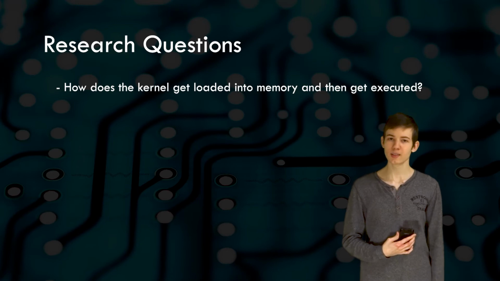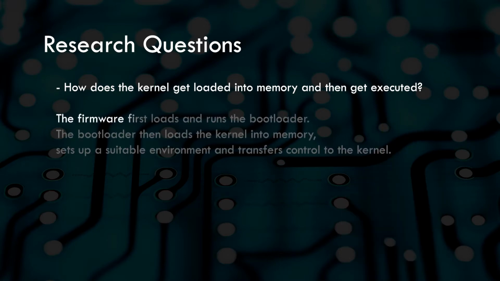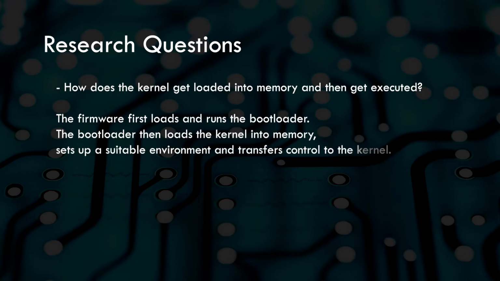All of this answers the previously asked research question. How does the kernel get loaded into memory and then get executed? The firmware first loads and runs the bootloader, which then loads the kernel into memory, sets up a suitable environment and transfers control to the kernel.